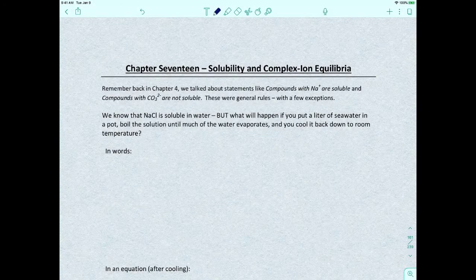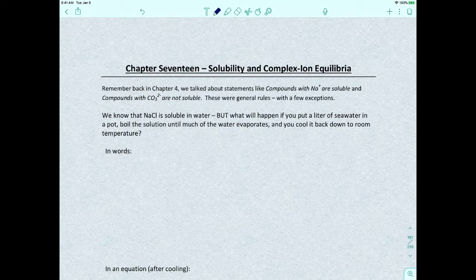All right, so our last topic with aqueous equilibria involves going back to a topic that we talked about at the beginning of this course, but also something that we strongly talked about back in Gen Chem 1, and that is solubility. So back at the beginning of Gen Chem, we talked about solubility rules, like compounds with sodium ion are soluble and compounds with carbonate ion are not soluble. And these were general rules with a few exceptions.